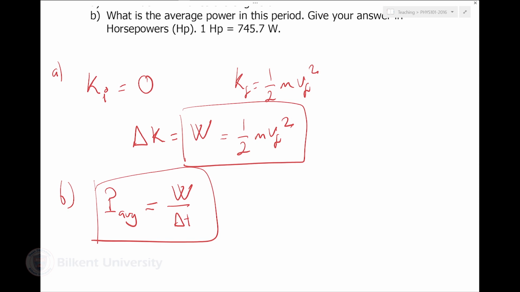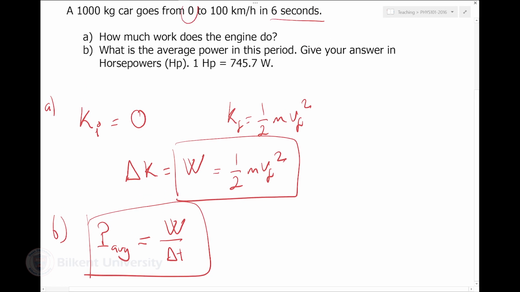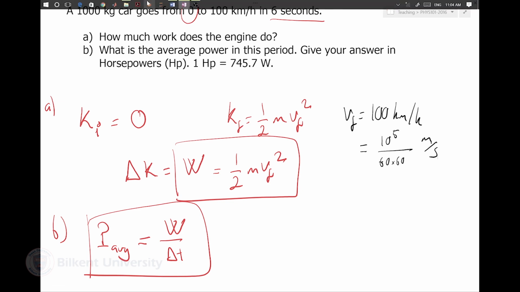First of all, I need to calculate this work. But v_f is given as 100 kilometers per hour. What do I need to do? I need to convert this to SI units. In SI units, that's going to be 10 to the 5 meters per 60 times 60 seconds. Let me quickly calculate that number. Instead of a calculator, I'll use a glorified calculator here.